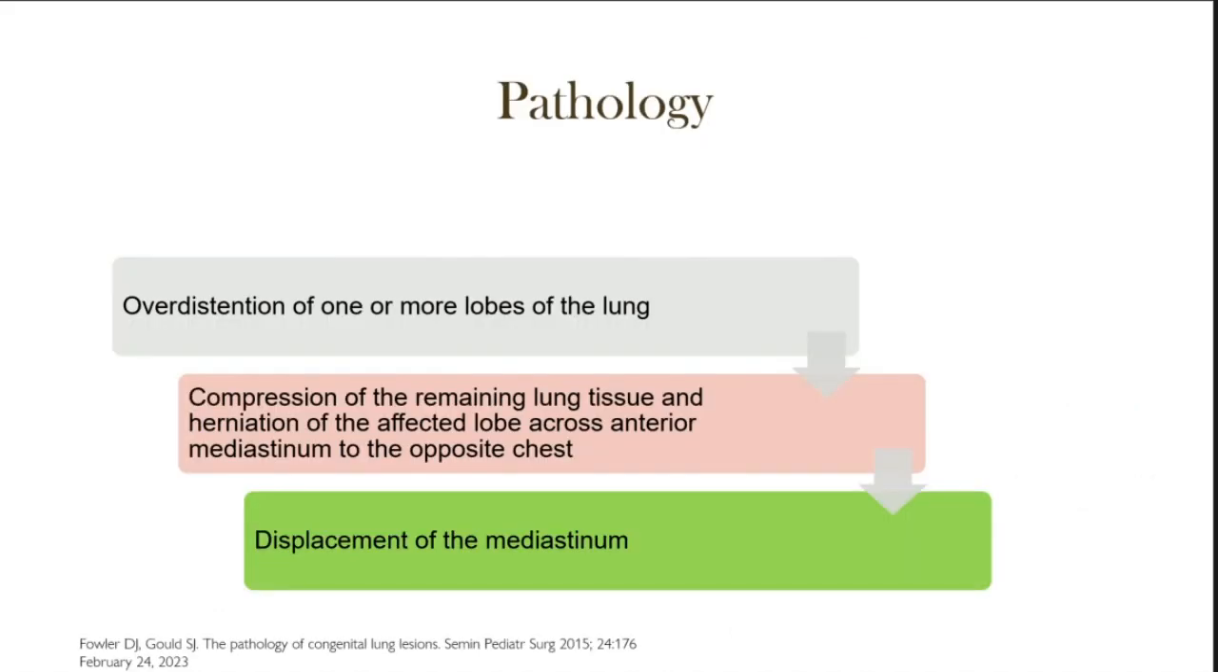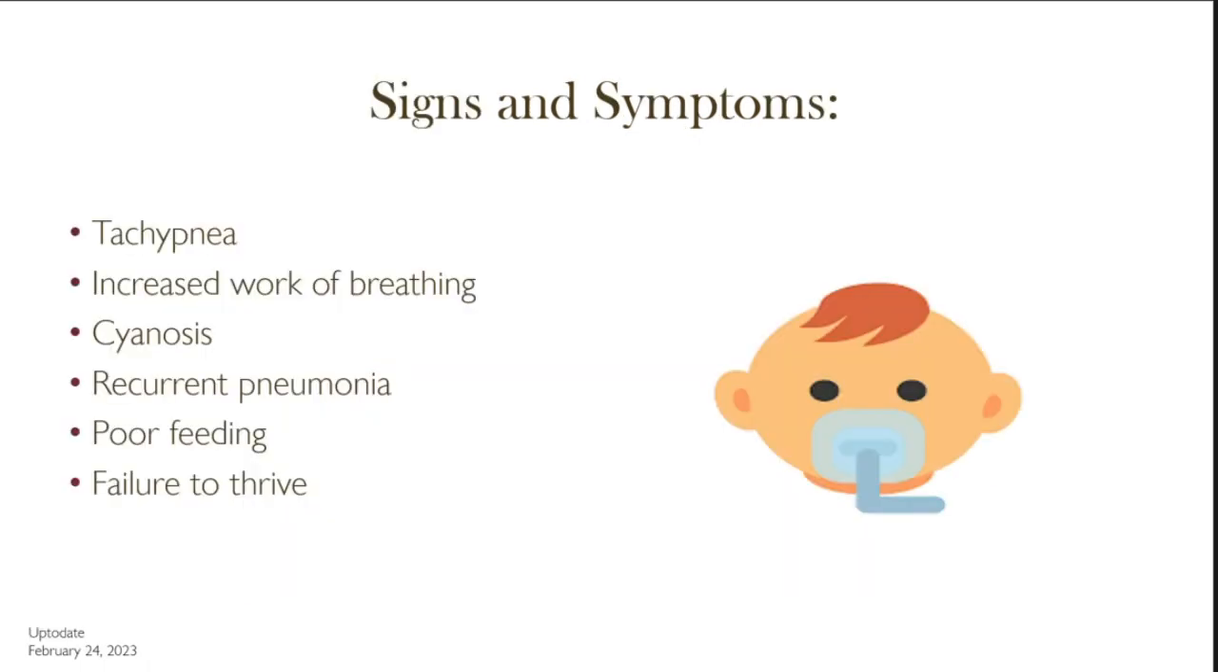So CLE is characterized by overdistension of one or more lobes of the lung. This leads to compression of the remaining lung tissue and herniation of the affected lobe across the anterior mediastinum into the opposite chest, causing displacement of the mediastinum.